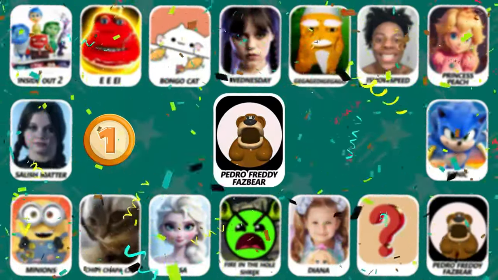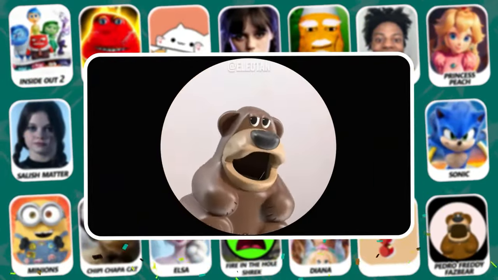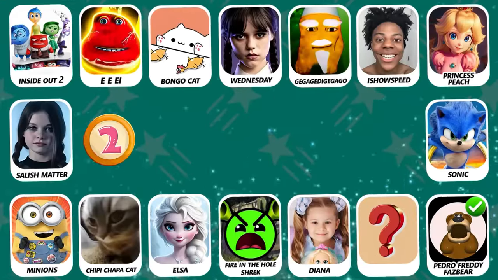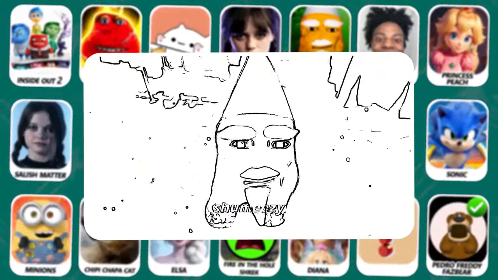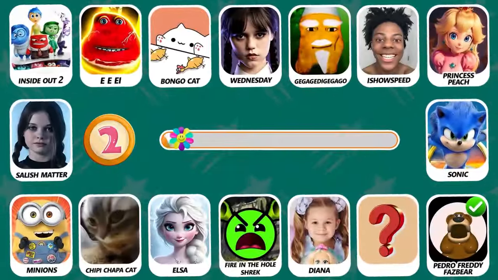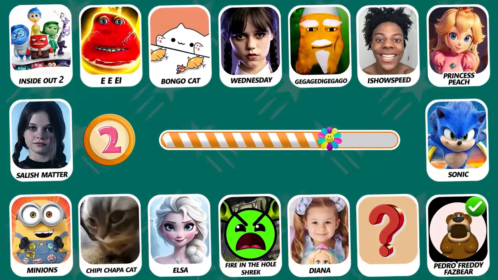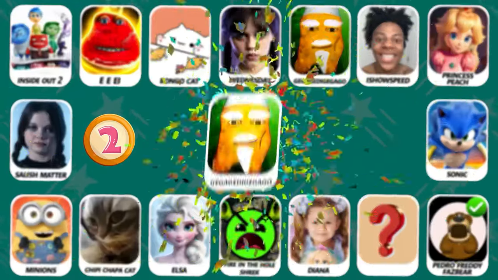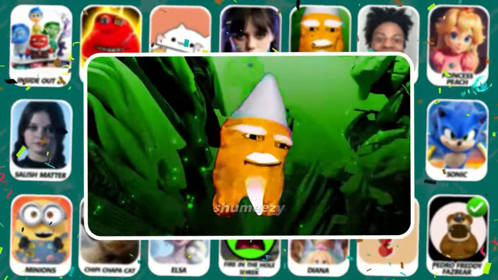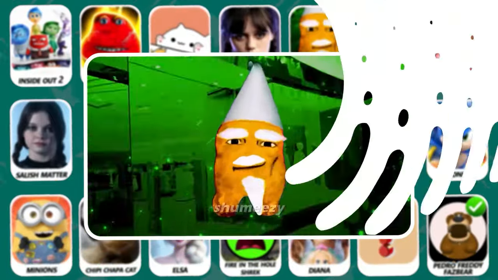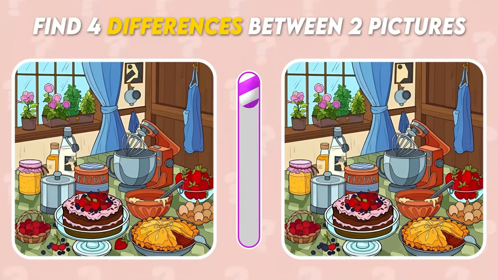The right answer is Pedro Freddy Fazbear. Number 2. Do you know this character? Wow! Great guess! It's Jegajadigadagadago! Can you find four differences between these two pictures?